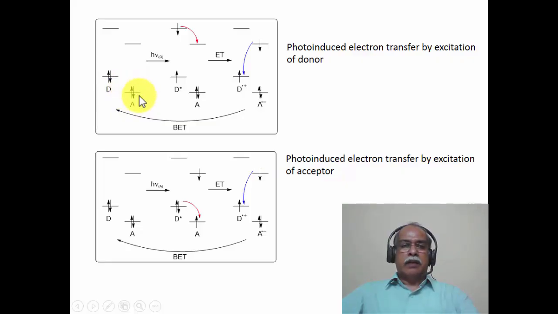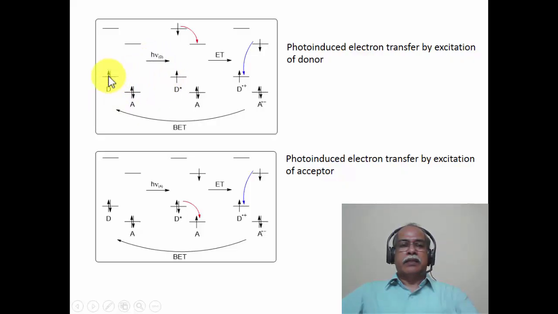So I hope you understand this diagram being drawn in this particular manner, where the HOMO level of the acceptor is lower than the HOMO level of the donor. Similarly, the LUMO level of the acceptor is lower than the LUMO level of the donor. Now what happens when the electronic excitation takes place for the D? The electron is excited from this level to the higher level. So this is the electronic configuration of D star now.